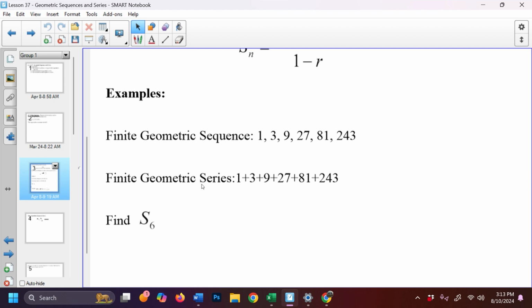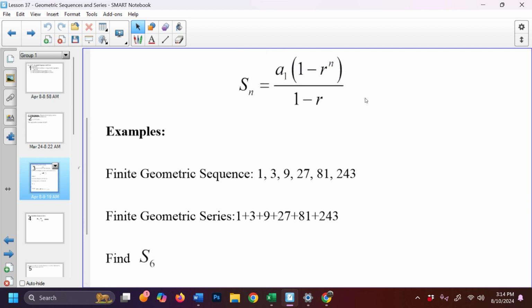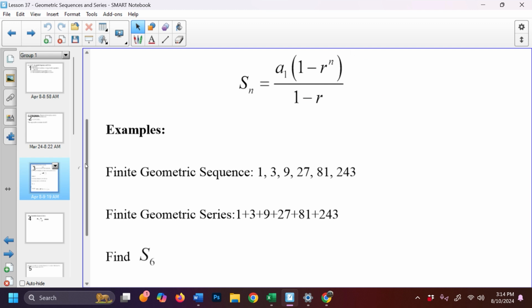And some quick elementary examples: a finite geometric sequence, 1, 3, 9, 27, 81, 243. A finite geometric series, 1 plus 3 plus 9 plus 27 plus 81 plus 243. And this notation asks us to find the sum of the first 6 terms of a series. Adding up 6 terms of any sequence isn't too hard to do by hand, but you can see very quickly that these numbers are going to get big very fast. So it's going to be very beneficial for us to use this formula.